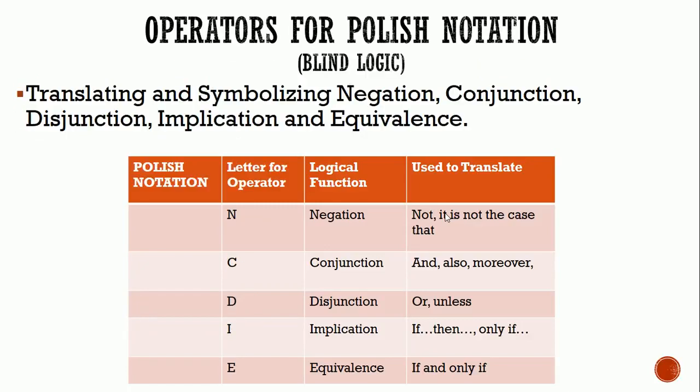So ignore this if you're not doing Polish notation. But for Polish notation, we're going to use a capital letter for operator. N, C, D, I, and E. N for negation, C for conjunction, D for disjunction, I for implication, and E for equivalence. So we use capital letters and lowercase letters.